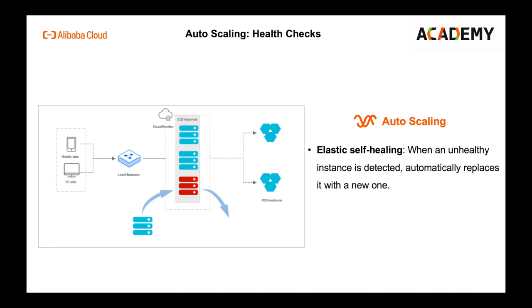Another area where autoscaling service has value is in health checking and elastic self-healing. So the autoscaling cluster or group can monitor the ECS instances that are part of the group, and if one of them is detected to be unhealthy, meaning it fails a health check, then it can be removed from the pool and replaced by a new healthy ECS instance, which allows your service to self-heal.